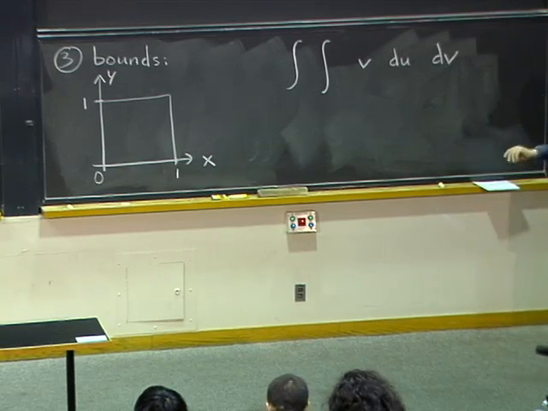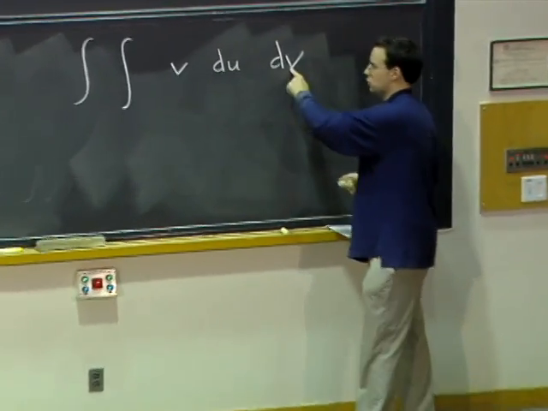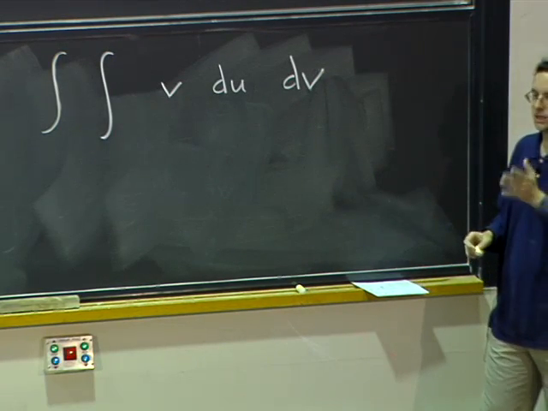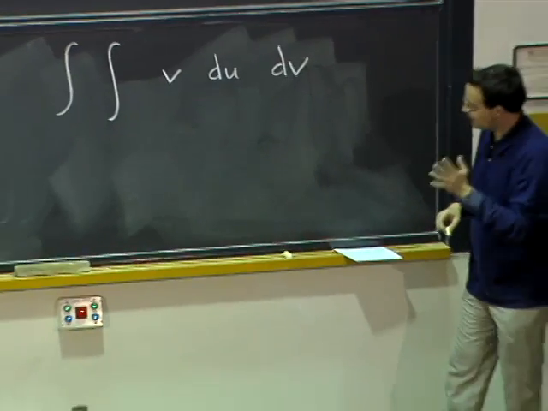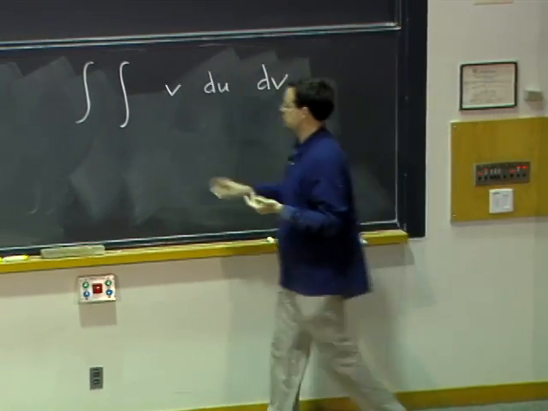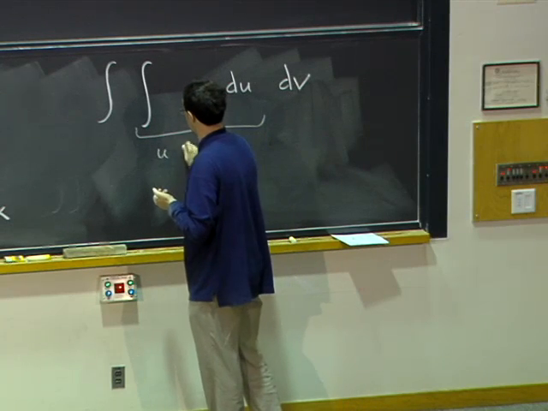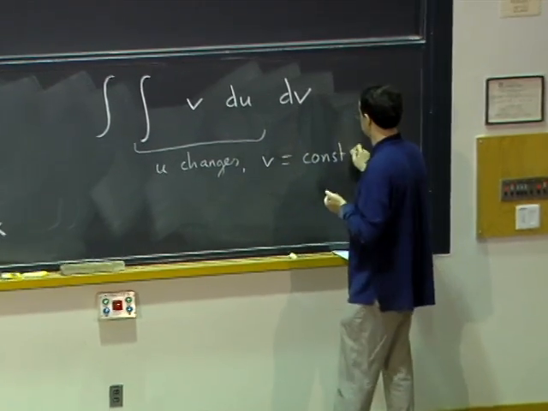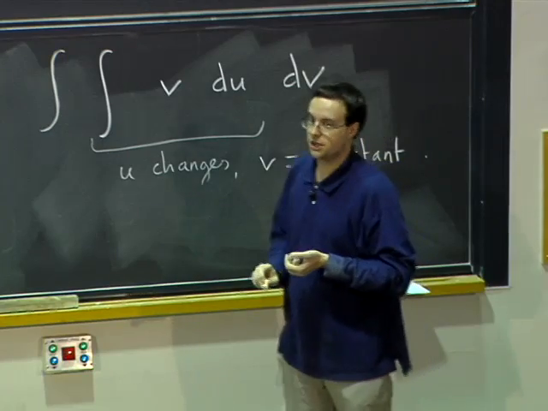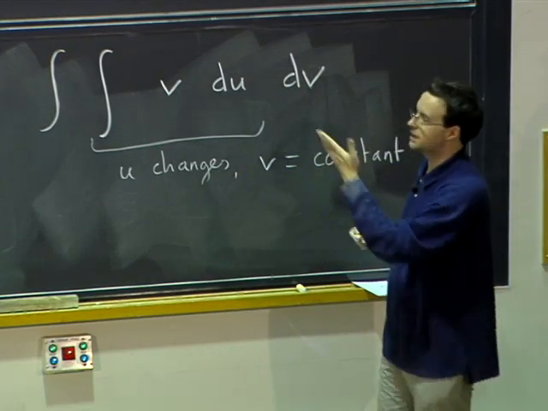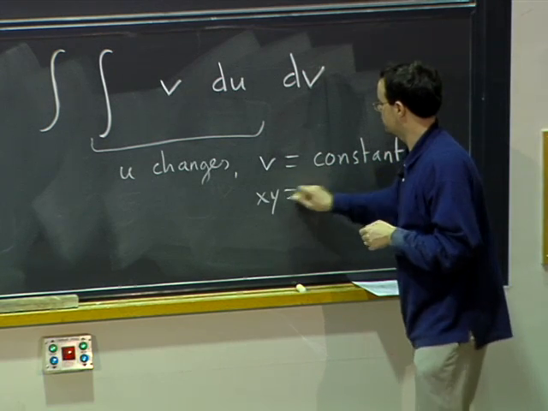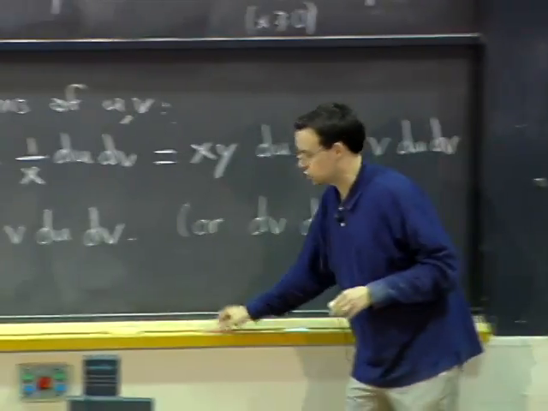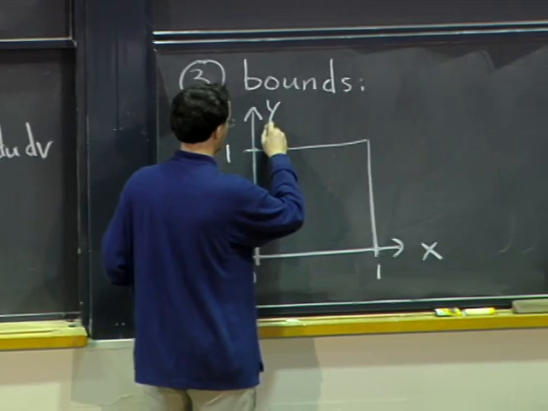So the way we can think about it is we try to figure out how we are slicing our region. Here we are integrating first over u. That means we start by keeping v constant as u changes. What does it mean that I'm keeping v constant? Well, what is v? v is xy. So that means I keep xy equals constant. What does the curve xy equals constant look like? Well, it's just a hyperbola. Y equals constant over x.